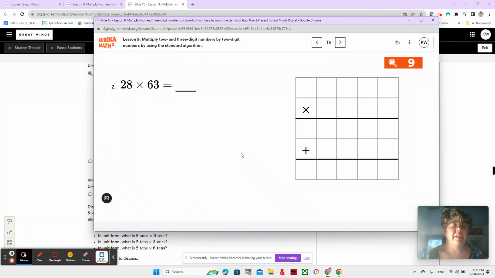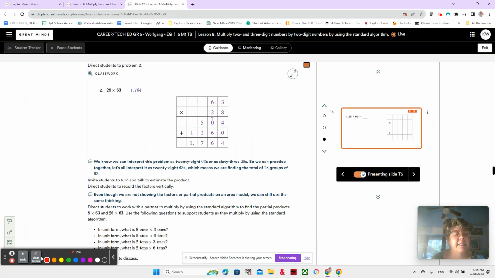Okay, so here we have a problem, 28 times 63. And we know we can interpret this problem as 28 63s or 63 28s. So for our practice together, let's think of it as 28 63s, which means that we're going to be finding a total of 28 groups of 63. All right. So let's think about an estimate, 28 groups of 63.